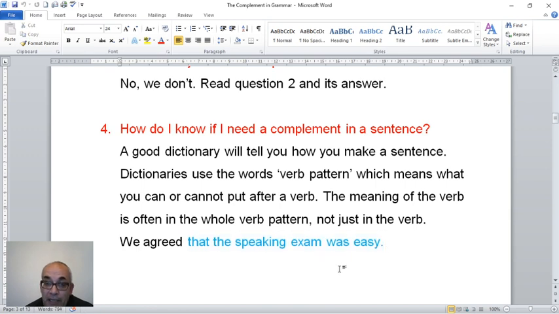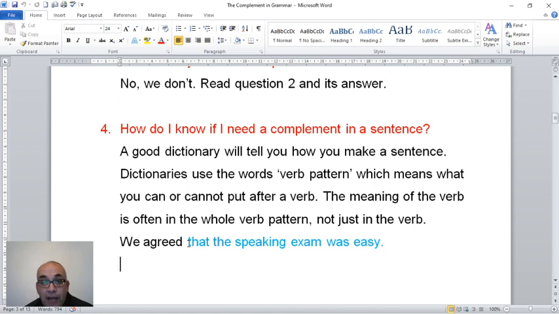So the meaning in this sentence is not only, as I said, in the verb. It is in the whole verb pattern. What does this mean? It means after agreed, I can use that, and I can use a sentence. It is possible to delete that. You can say we agreed, the speaking exam was easy.